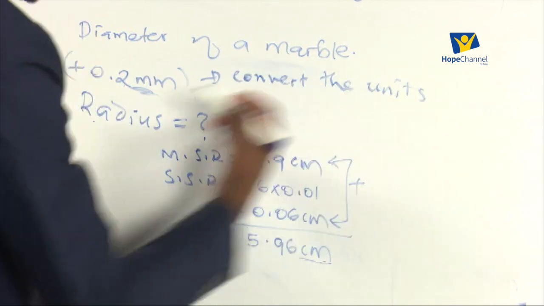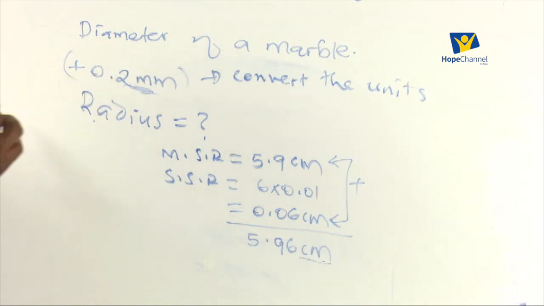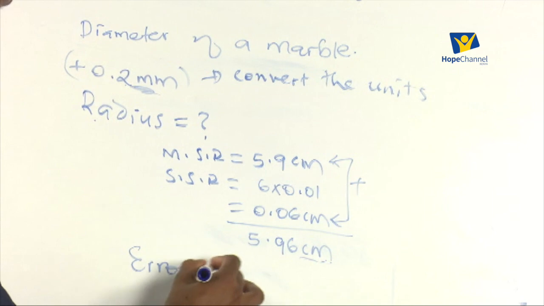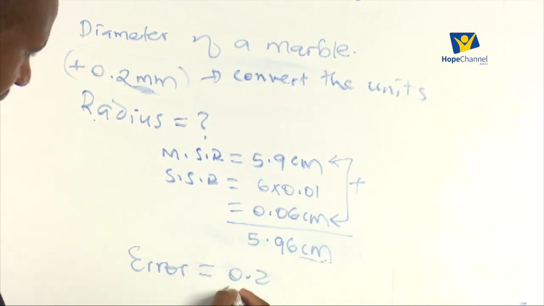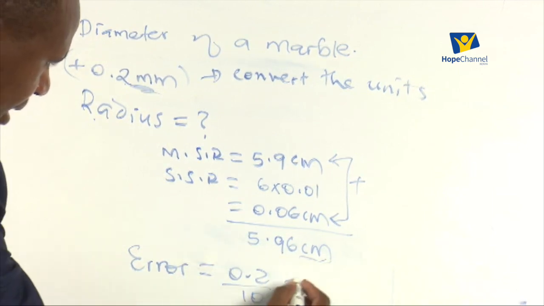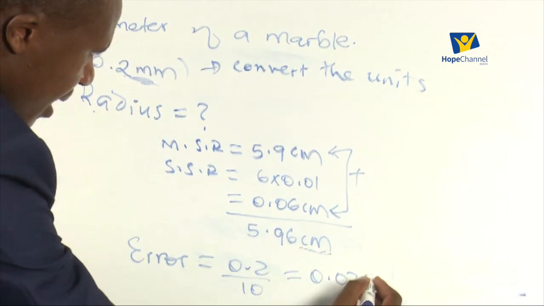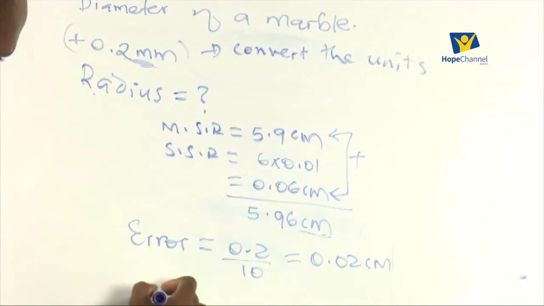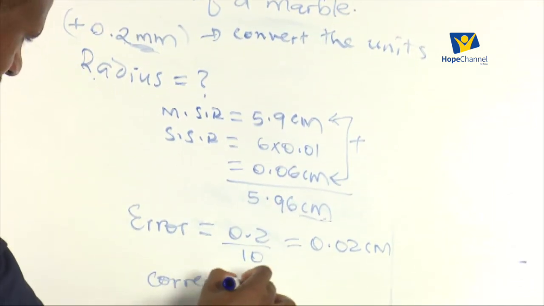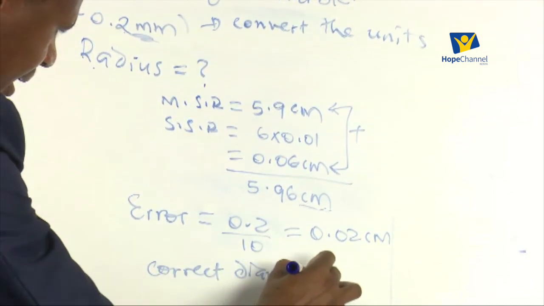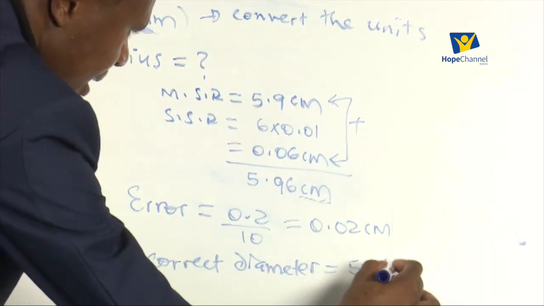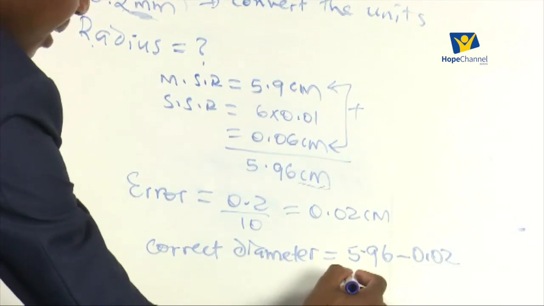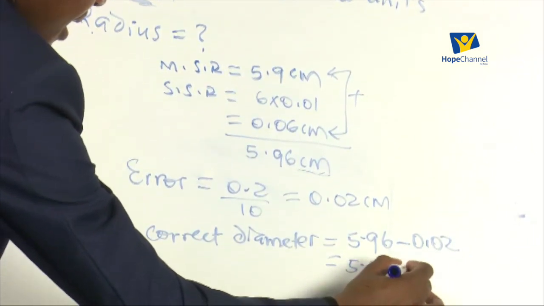So it is easier for us to convert this one to centimeters, because now the error will be equal to 0.2 millimeters. In centimeters, we simply divide by 10. This gives us 0.02 centimeters. So that now the correct value for the diameter will be equal to 5.96 minus 0.02, because the error was positive. So this gives us 5.94 centimeters.